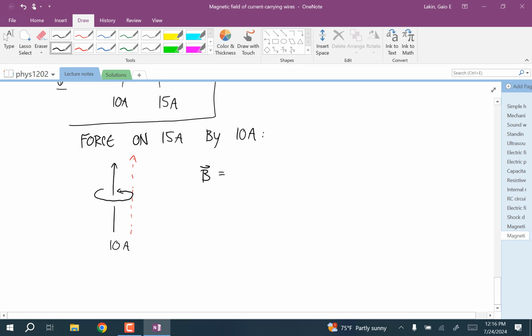The calculation of the magnetic field says 2 times 10 to the minus 7 times the current of 10 amps divided by the distance away from the 10 amp wire that we want to be. That's 9 centimeters. And we get 2.2 repeating times 10 to the minus 5th Tesla. And like I said, it's going into the page.